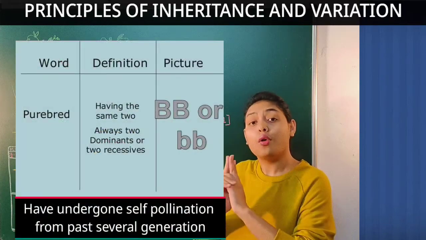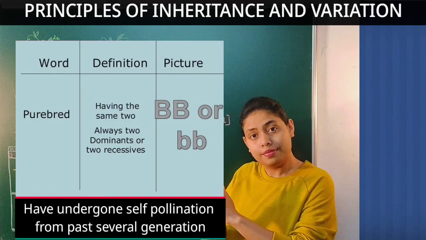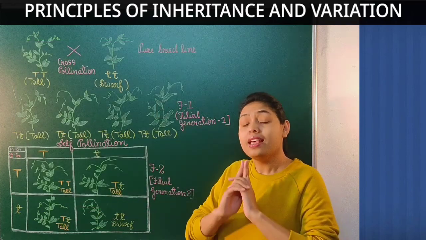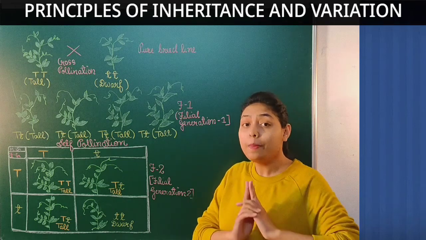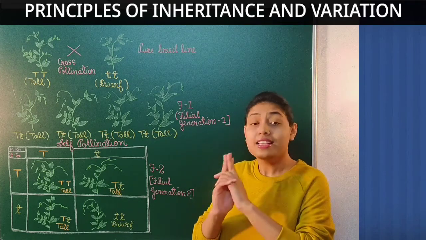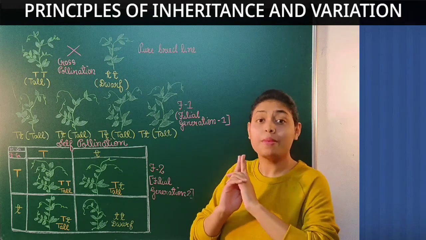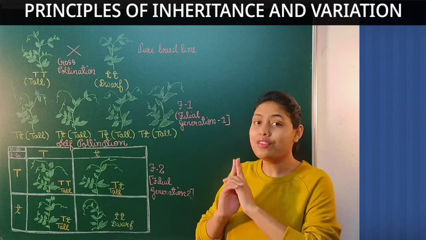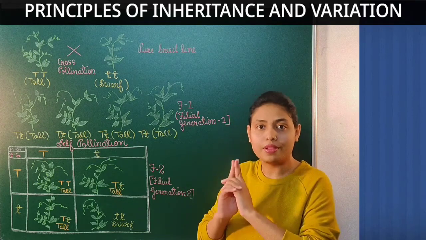Pure breed lines are those plants in which, from the past 6 to 7 generations, self-pollination has taken place. That means in 6 to 7 generations, cross-pollination has not happened. And however many times they have reproduced, by which method did they do it? By self-pollination. And because of this, they have stable inherited traits. As there is no mixing of genes, the traits present in these plants are more stable.